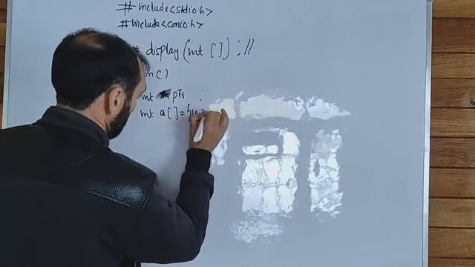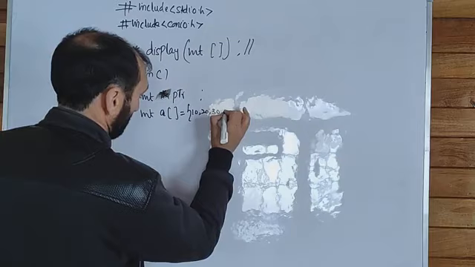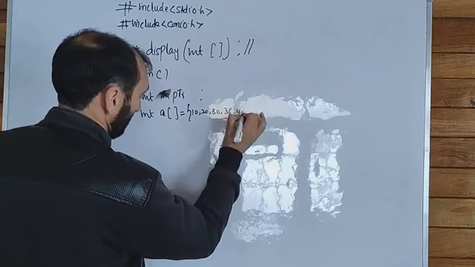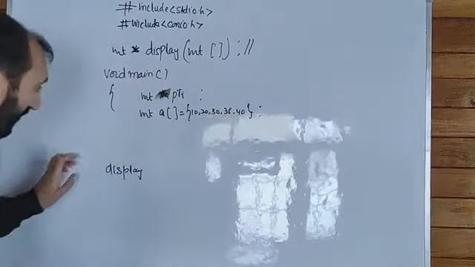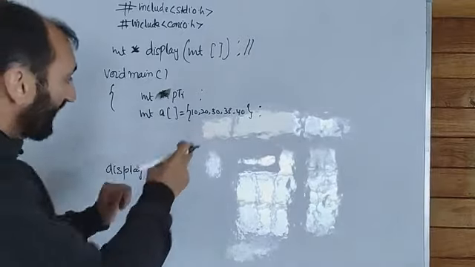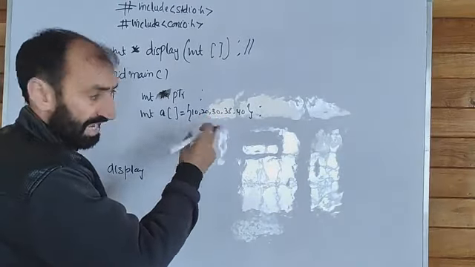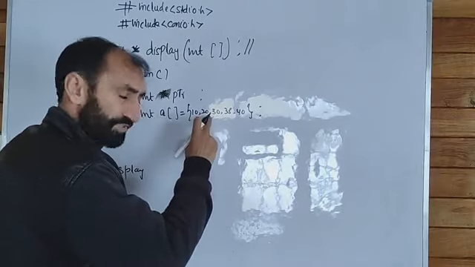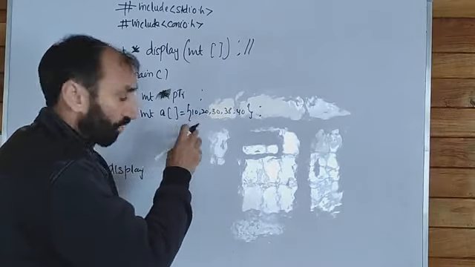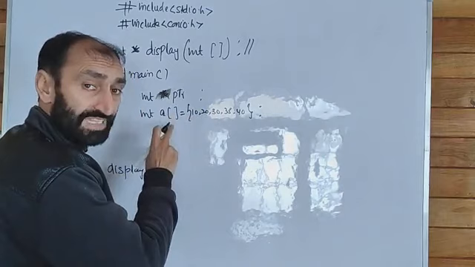10, 20, 30, 35 and 40. These are the elements of this array. Here I am declaring and initializing the array. It is a compile time initialization. At the time of declaration of the array, I am also initializing this array with these elements. So it is a compile time initialization.